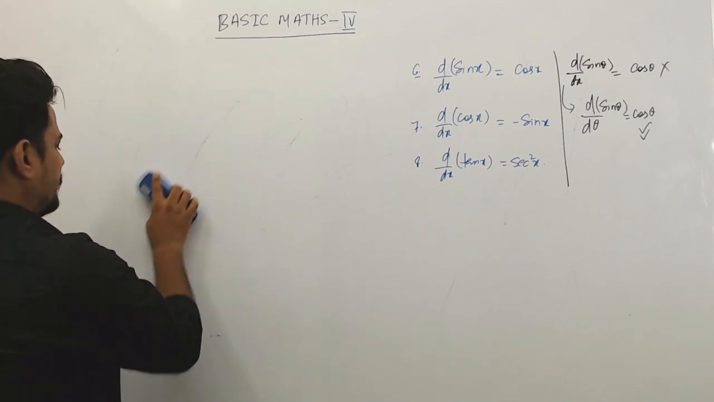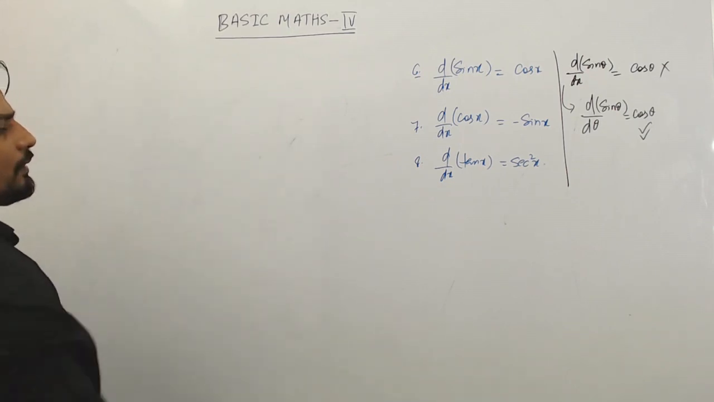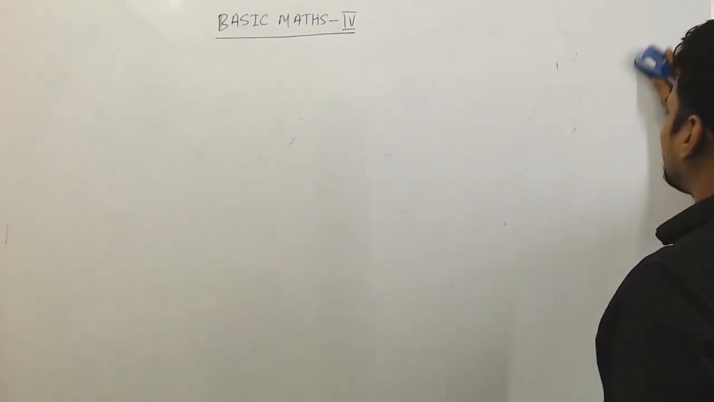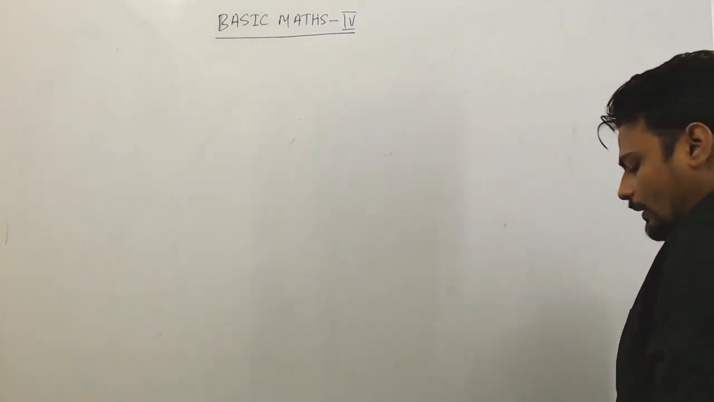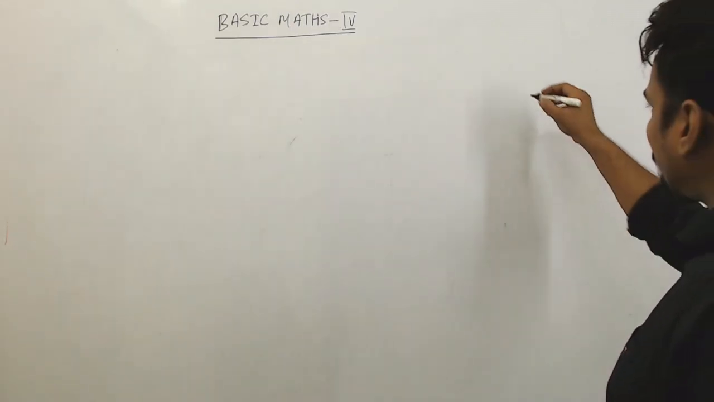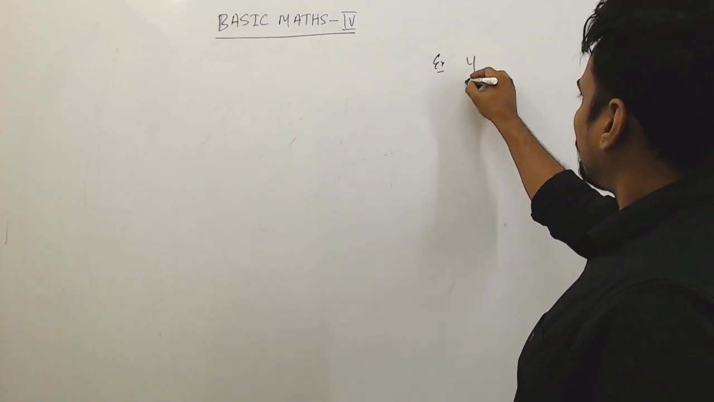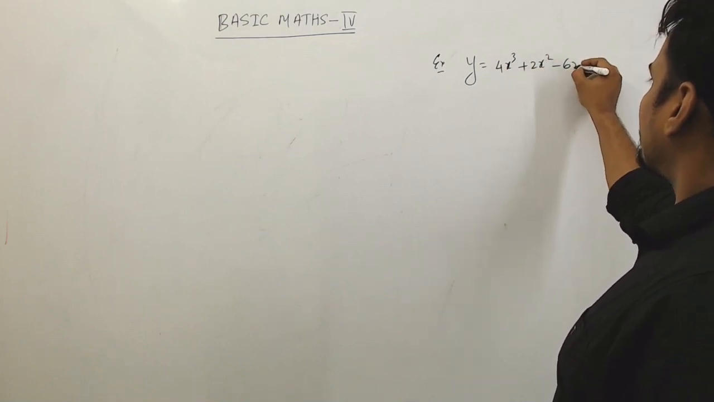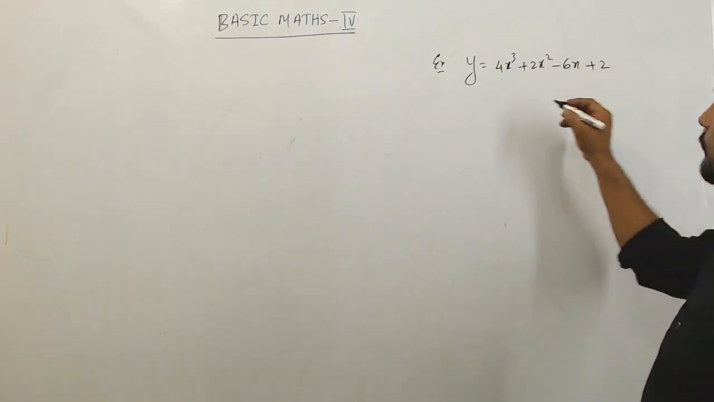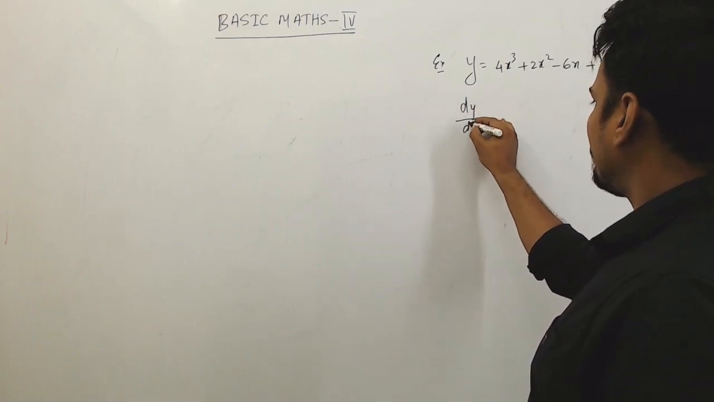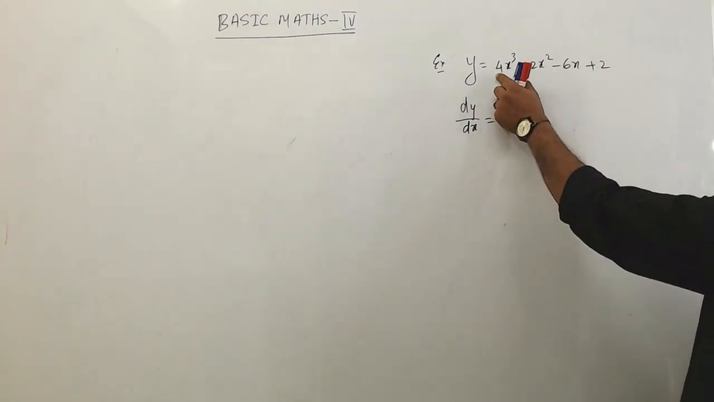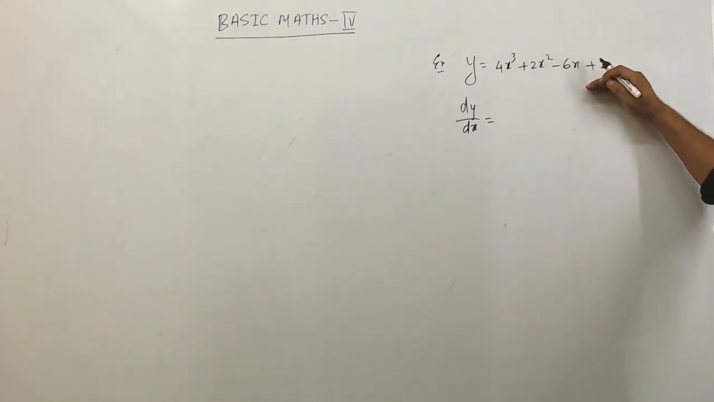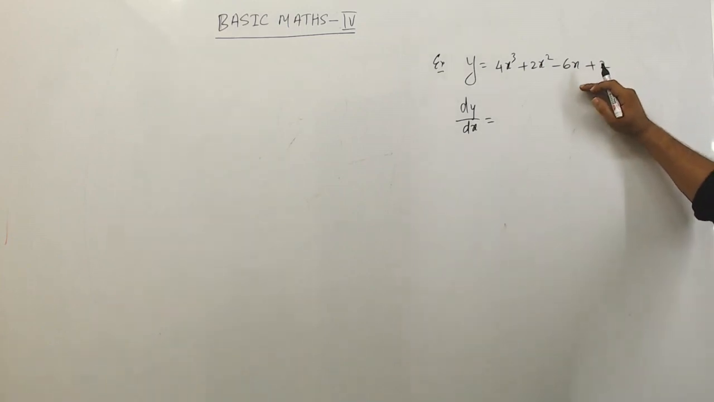Now let me help you with some fundamental rules of derivative. How do we go about solving the question? Let's say, for example, I give you y is equal to 4x cube plus 2x square minus 6x plus 2, and I ask you to find dy upon dx. Now, you need not worry. You treat all of these as separate entities, so you can differentiate them one by one.